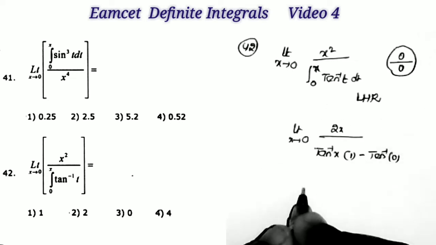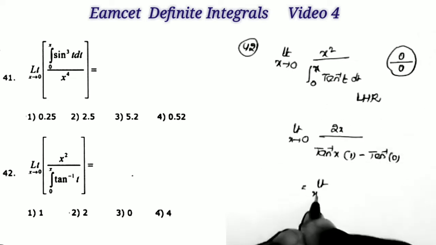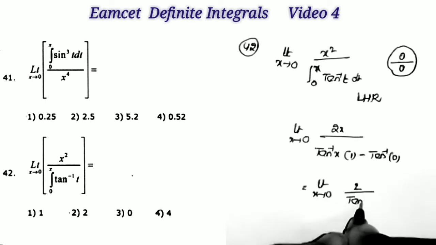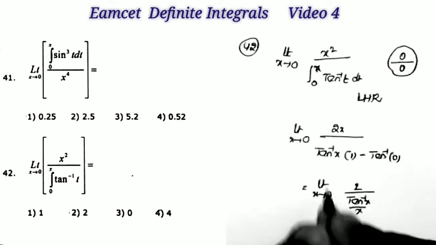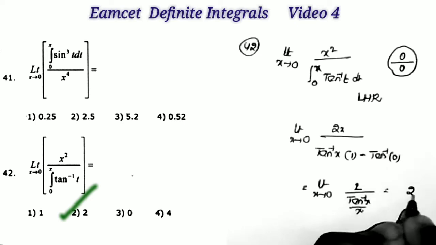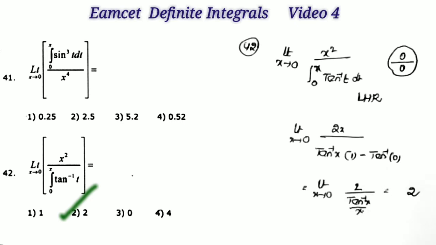equal to 0. So clearly this is equal to the limit as x tends to 0 of 2 by tan inverse x by x. This value becomes 0, and the limit as x tends to 0 of tan inverse x by x is equal to 1 here. So the answer is equal to 2, and that is the second option.